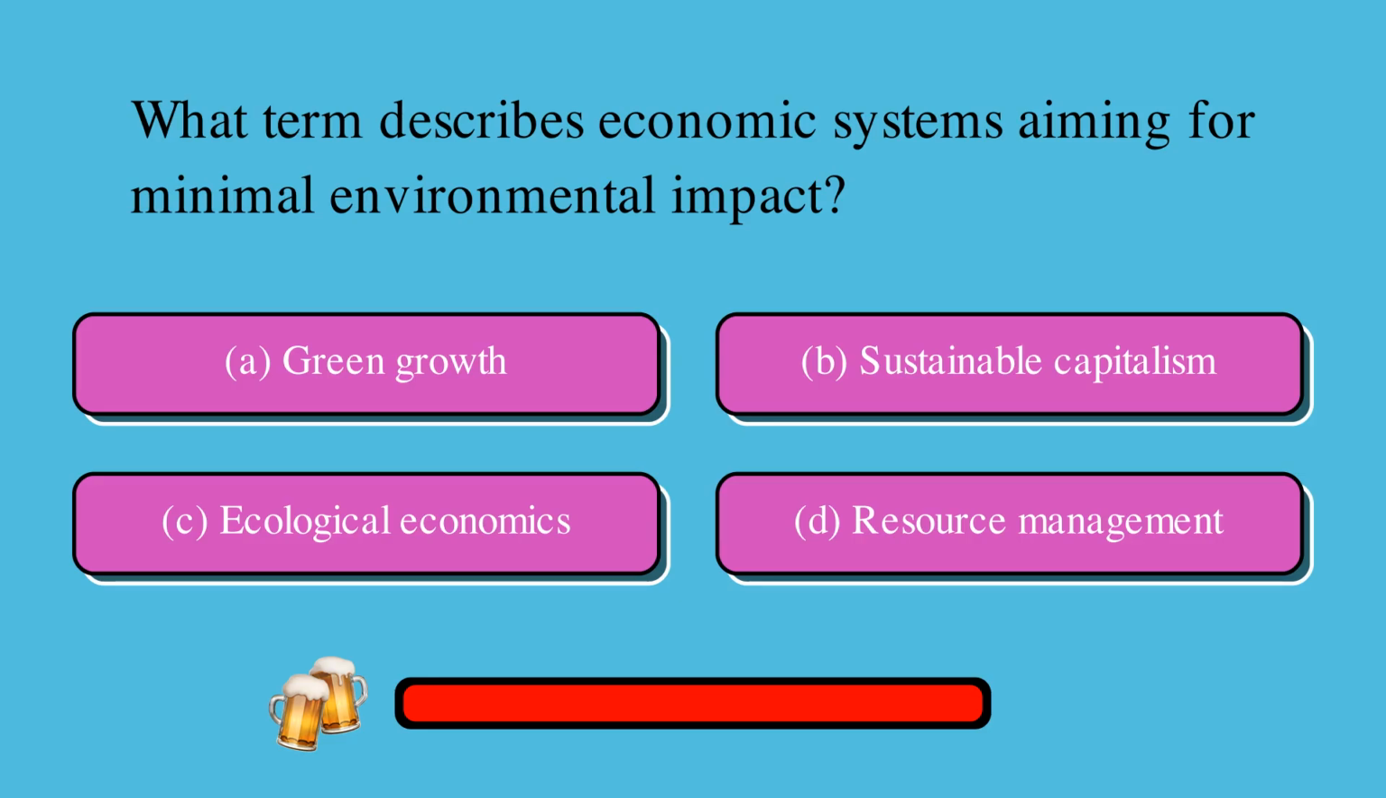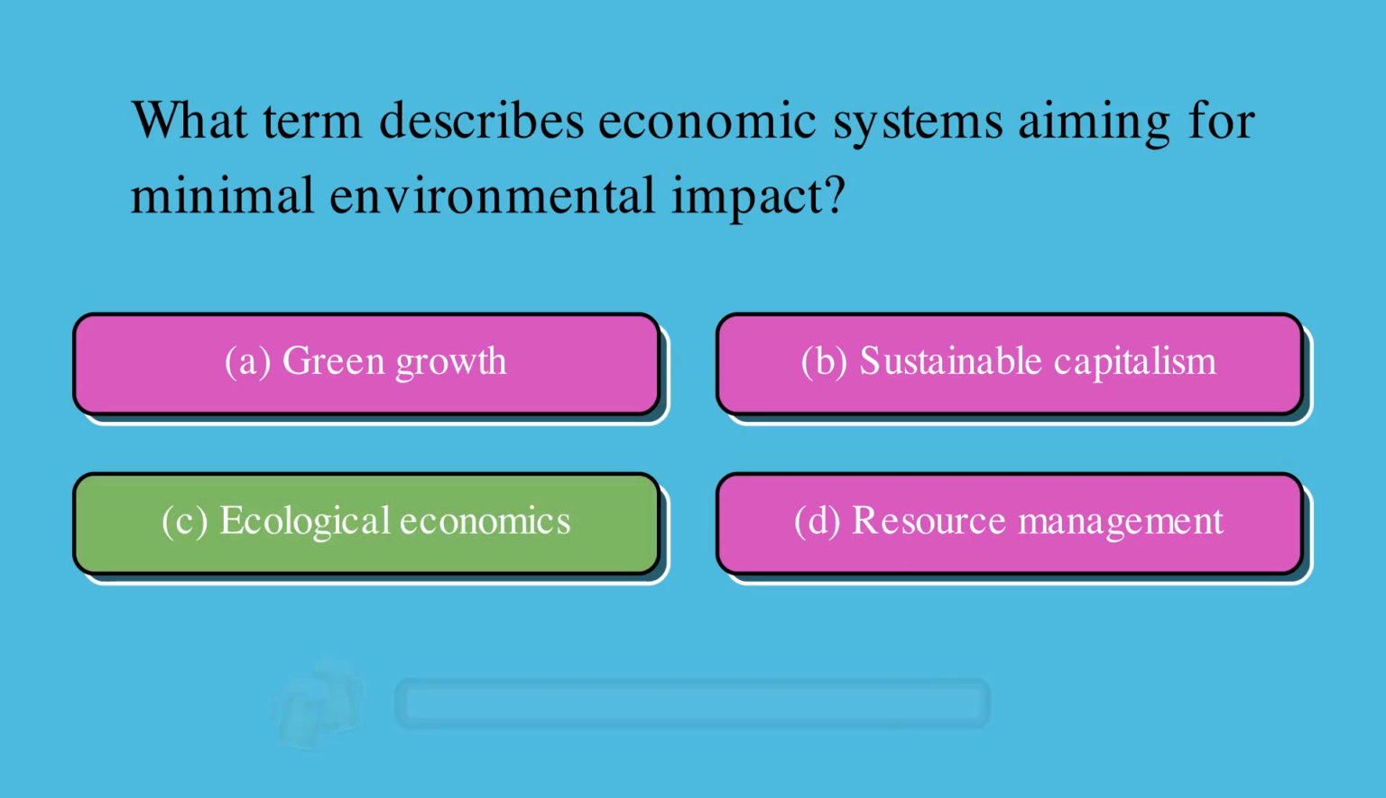What term describes economic systems aiming for minimal environmental impact? Is it A, green growth, B, sustainable capitalism, C, ecological economics, or D, resource management? The correct answer is C, ecological economics.